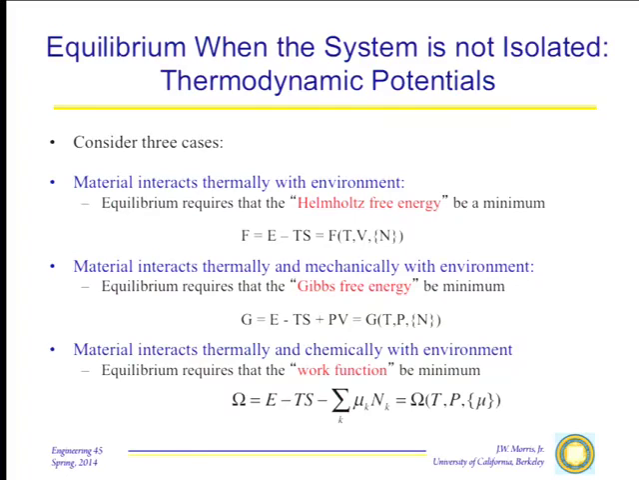F equals E minus T times S must be a minimum. If we consider a system that interacts both thermally and mechanically with its environment, take something that has a sealed surface, but has a piston that can deform it mechanically and it can conduct heat across its wall, that sort of thing, it turns out that Gibbs free energy is the relevant parameter. G is E minus Ts plus PV.